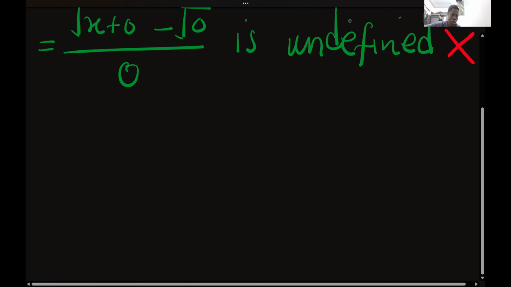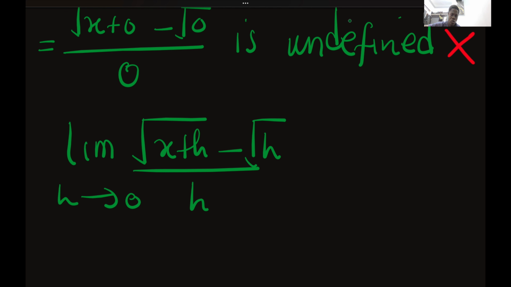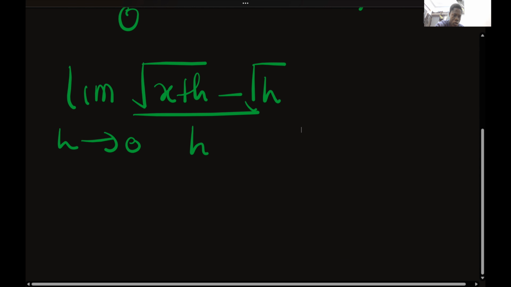So our problem is the limit of square root of x plus h minus square root of h, as h approaches 0, all over h. So the moment you have it in this form, you can see that the radical side is the numerator. So we are going to rationalize using the conjugate of the numerator. So let us repeat it and move another step down and write it over there.